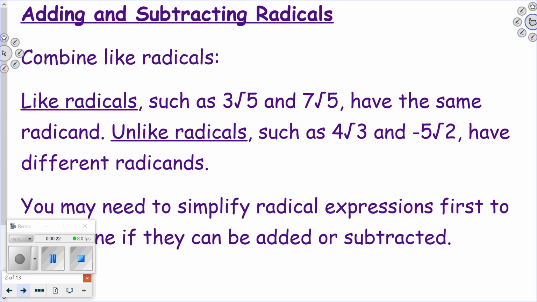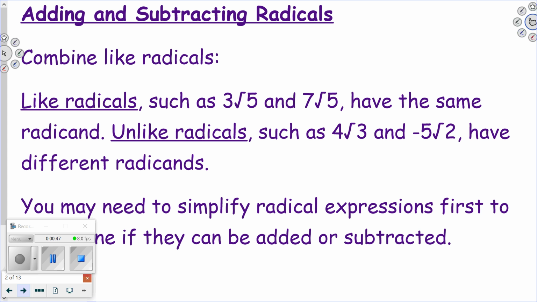So first, we'll start with adding and subtracting. With adding and subtracting radicals, they have to be like terms. Just like when you add and subtract with x's or y's, they have to be the same to put them together. Same with radicals. So like 3 radical 5 and 7 radical 5, like terms. The radical almost acts like a variable where we can put those together. But like 4 radical 3 and negative 5 radical 2, the radicals are different. We cannot put those together.